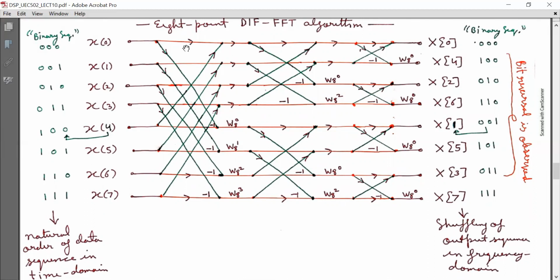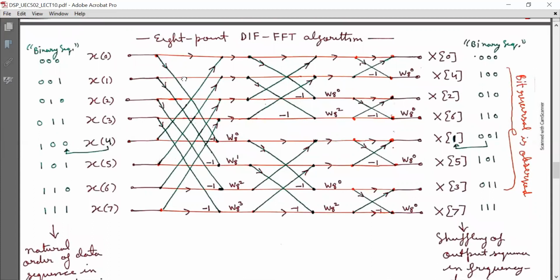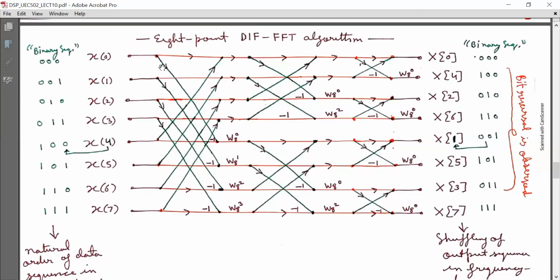There are n by 2 butterflies per stage. So at 8 by 2, that is 4, we have 4 butterflies at each stage. There are 3 stages. So 1, 2, 3, 4. At this stage, there are 4 butterflies. At this stage, there are 4 butterflies. And also at this stage, there are 4 butterflies. And twiddle factors are arranged as per the basic butterfly and the demand of the DIF FFT algorithm.